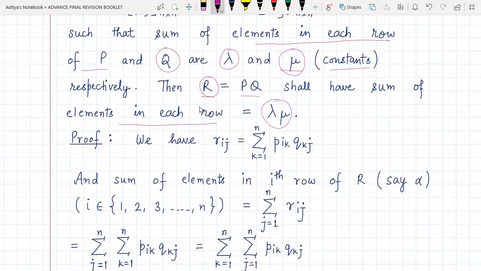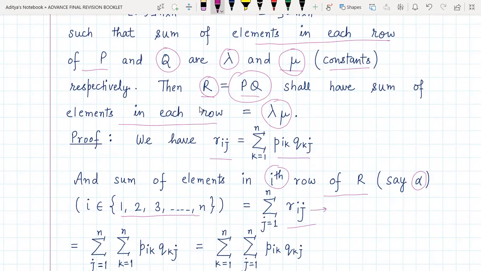So we have Rij obviously equal to summation Pik Qkj, k equal to 1 to n, by definition of multiplication, and the sum of elements in the ith row of R, which we can call alpha, let's say. So alpha would be equal to what? Summation Rij, where the thing to understand here is that in the ith row, i can vary from 1 to n, of course, because either you can take the first row of R, or the second row, third row, fourth row till the nth row, right? So any row you can take, and its sum of elements we are trying to find.